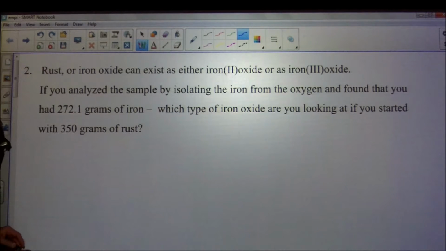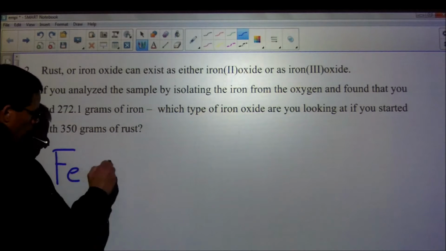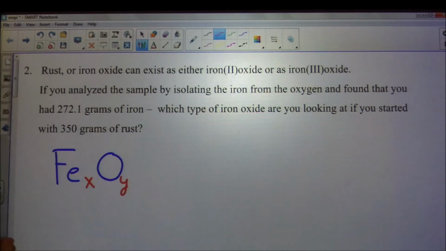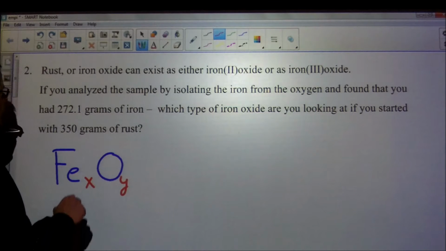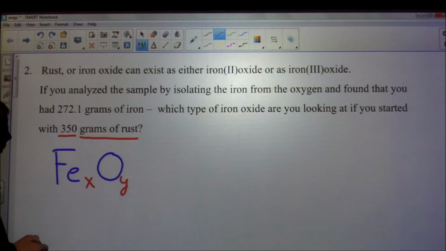Question number 2. Rust or iron oxide can exist as either iron 2 oxide or iron 3 oxide. If you analyze the sample by isolating the iron from the oxygen and found that you had 272.1 grams of iron, which type of iron oxide are you looking at if you started with 350 grams of rust? So the question's telling us that we have this iron oxygen compound and we're looking for the subscripts here. Also, what is given here is that we have 350 grams of the rust, this iron oxide compound.